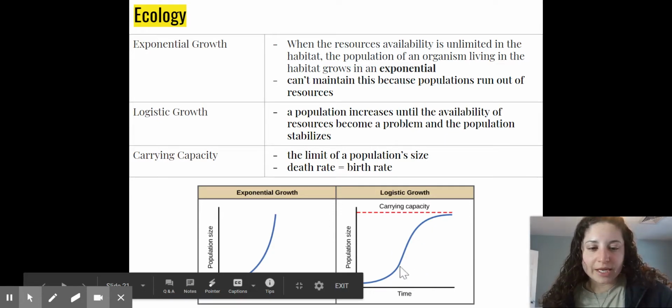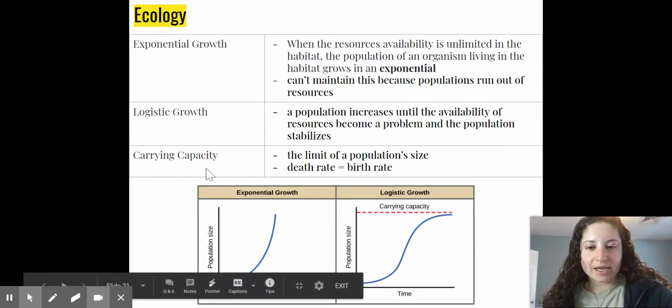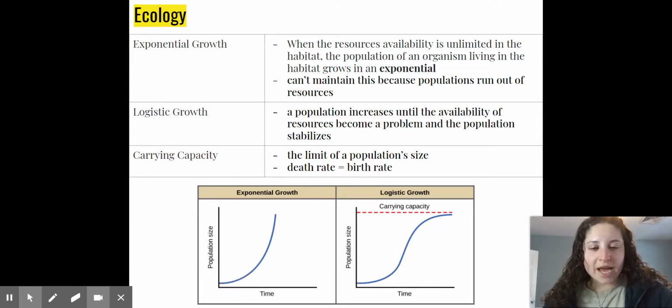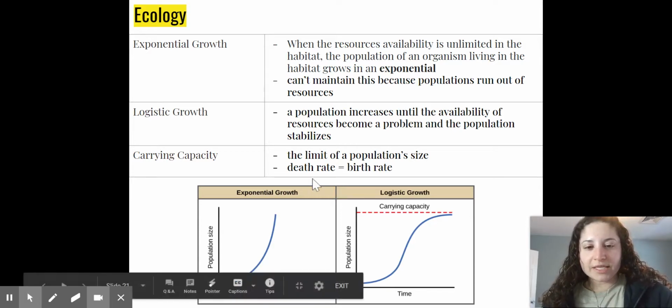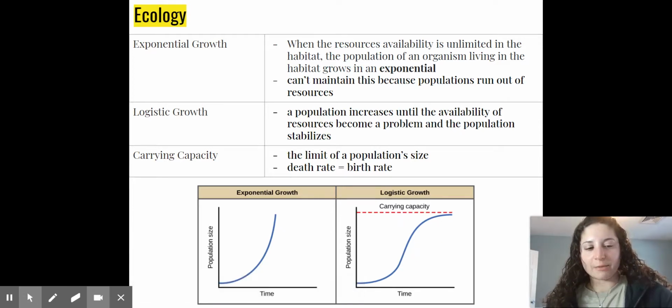So this first part right here is your exponential growth. And then as the resources start to get used up, you see the growth rate start to level off and plateau. Now, when the population size plateaus, that means that you are at carrying capacity. So that means the environment can't handle any more of that type of species in that habitat. This is when the death rate equals the birth rate. And so the environment will usually limit the size of the population.